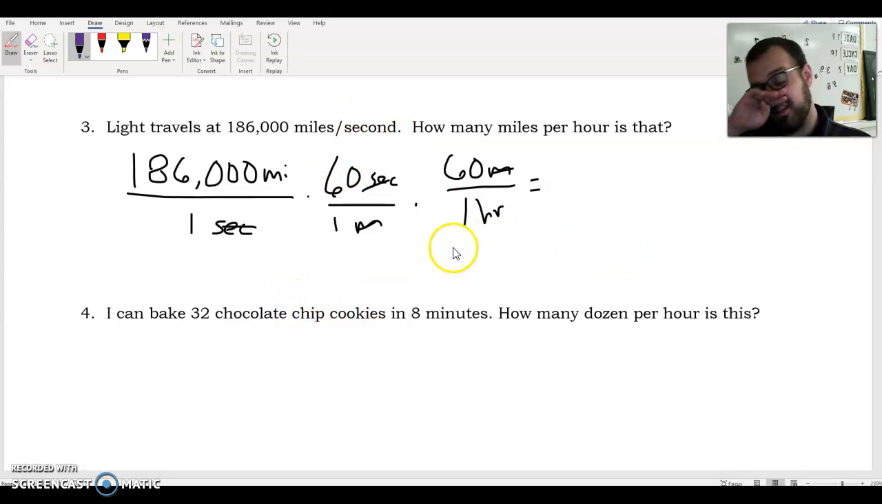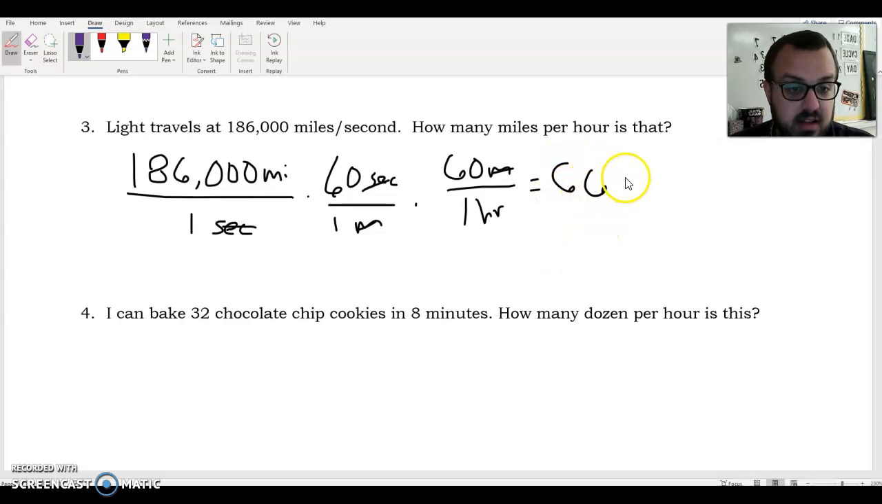Now, you'll also notice in our denominator, we only have ones. 1 times 1 times 1. I don't really need to worry about that. I just need to multiply the numbers in the numerator then. So 186,000 times 60 times 60. And I'm going to get a really, really big number. It's going to be 6, 6, 9, 6, and then 1, 2, 3, 4, 5 zeros.